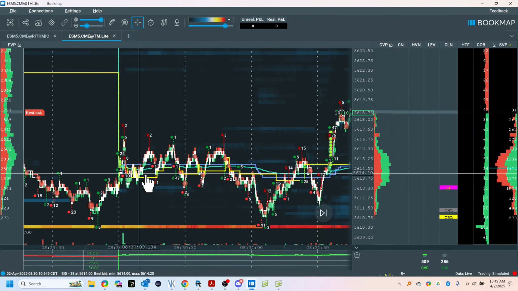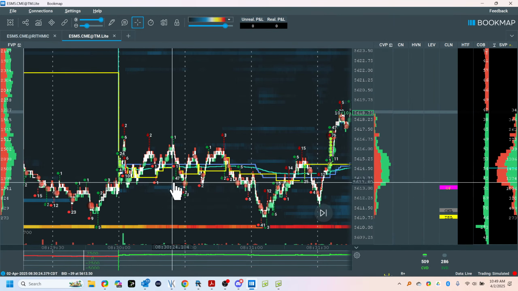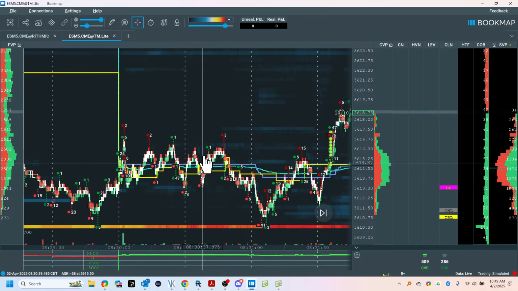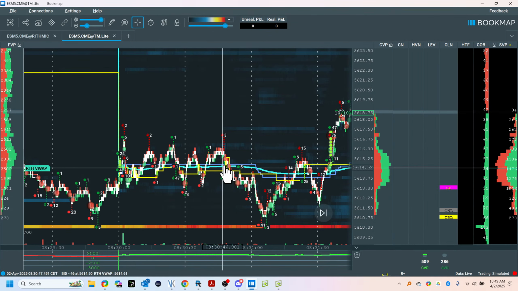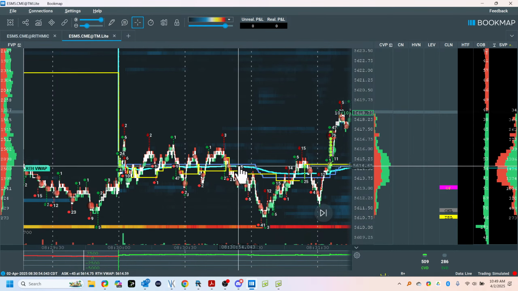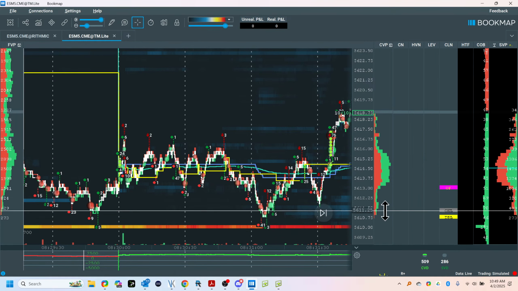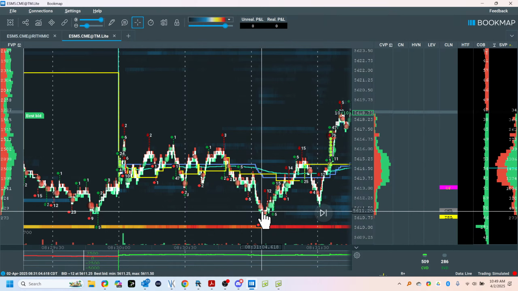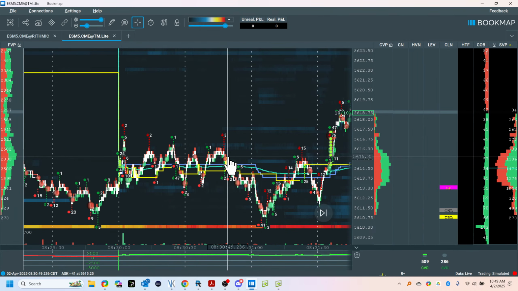This is the developing volume point of control. This is where the high volume is. So the RTH opens, we chop. If you took a short here, which you might, you have to come to the ETH low as your first target, which you would have got. So this is the first structured trade.